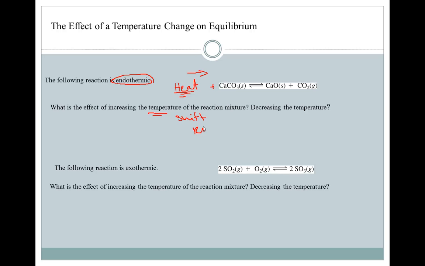If we decrease the temperature, it's like we're removing this, and so therefore the reaction is going to shift to add more of that heat. So it's going to shift to the left.